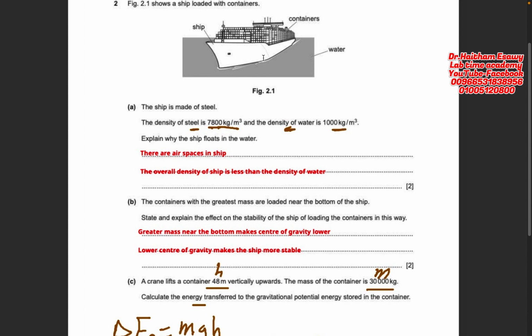So this makes the ship more stable. Greater mass near the bottom makes the center of gravity lower, and a lower center of gravity makes the ship more stable because we have more mass at the bottom of the ship.